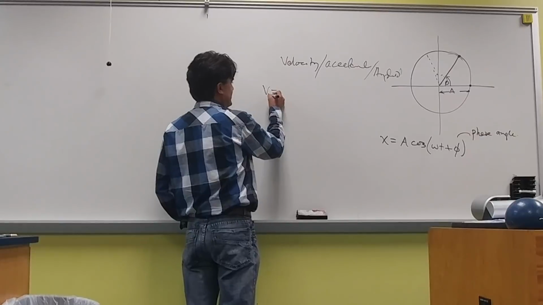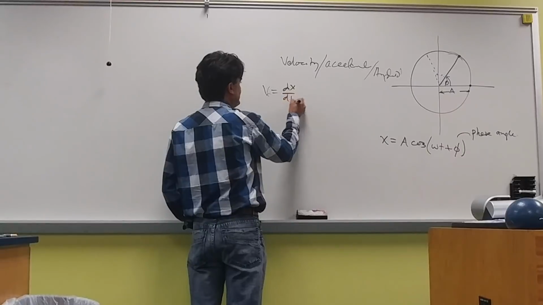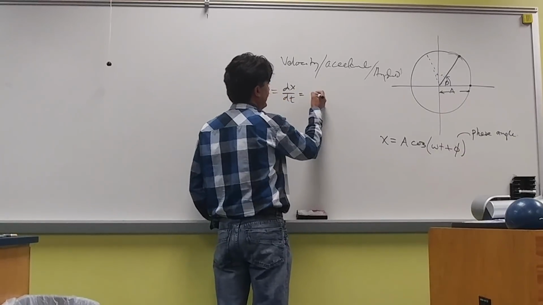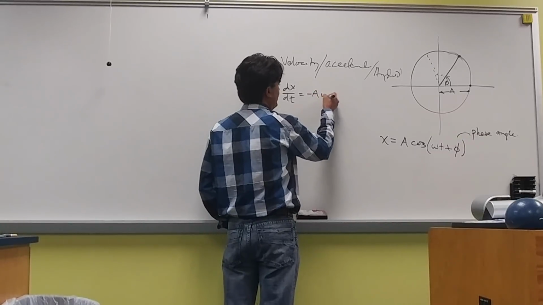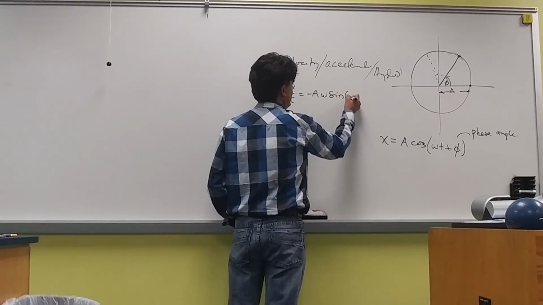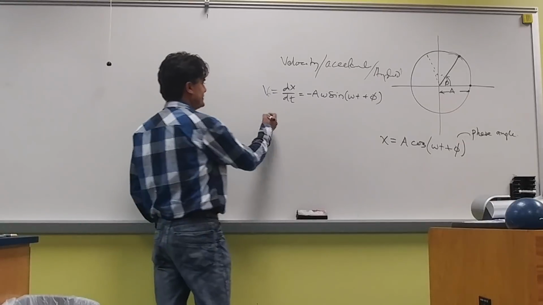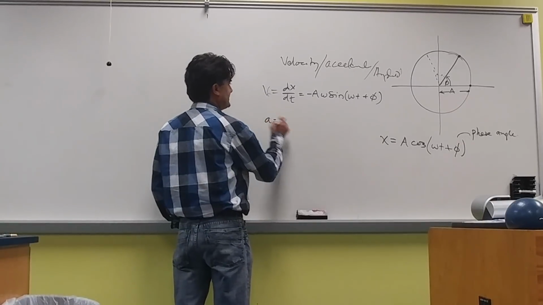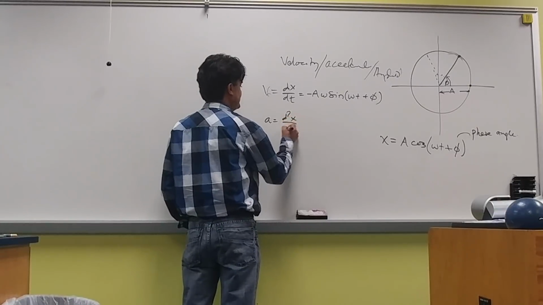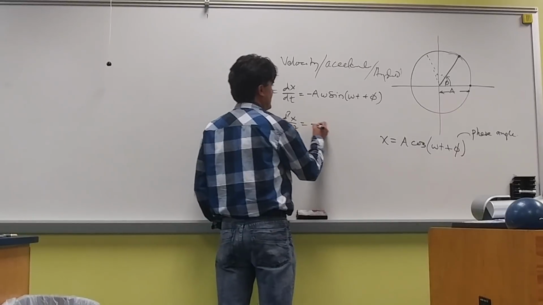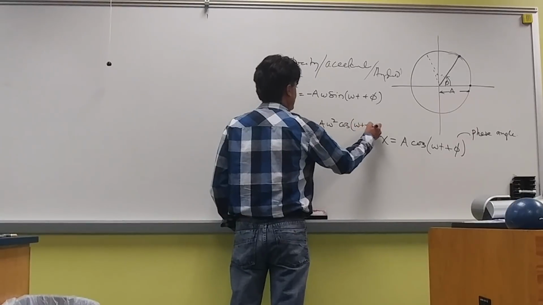Your v equals to dx by dt, which is minus a omega sine of omega t plus phi, right? And your acceleration is what? Acceleration is d square x by dt square, which is minus a omega square cosine omega t plus phi.